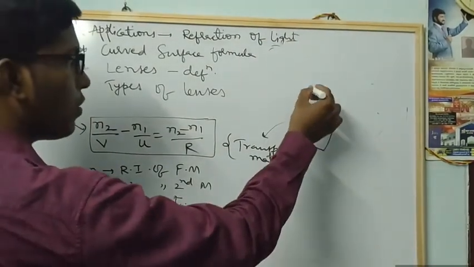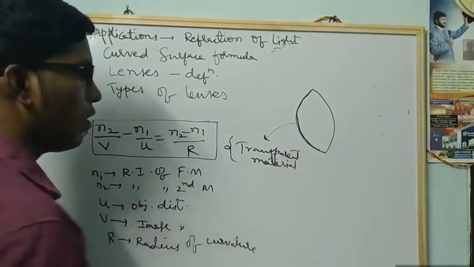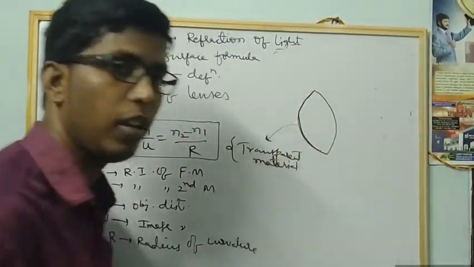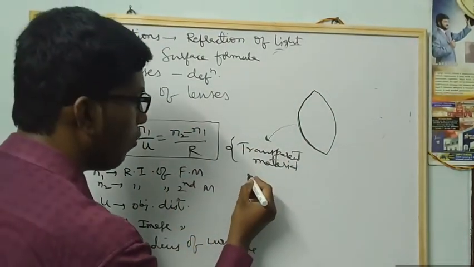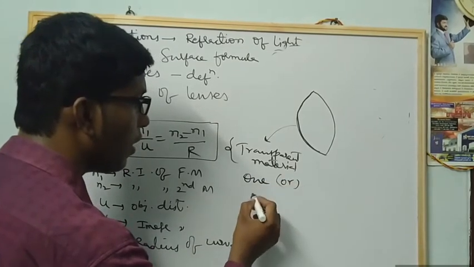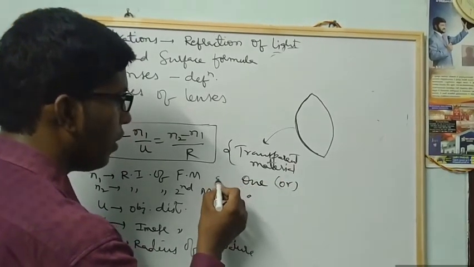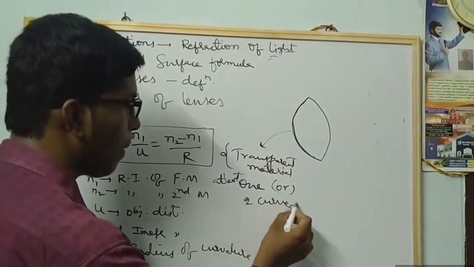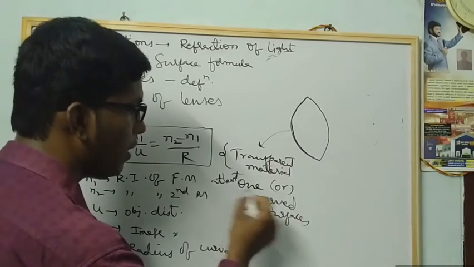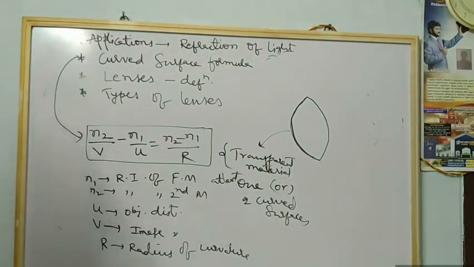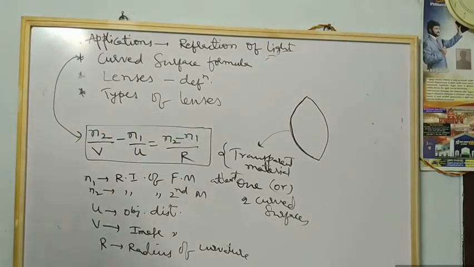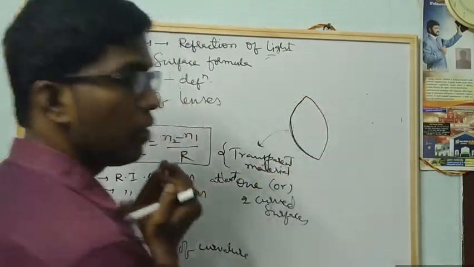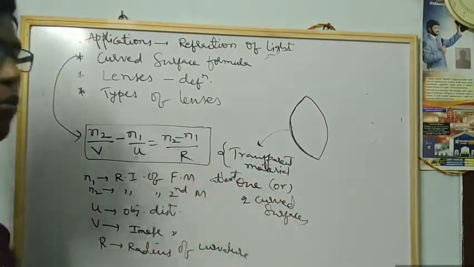That's why this is a transparent material which is bounded. See here how many curved surfaces there are. This is one curved surface like this, and this is another curved surface like this. So two curved surfaces are there. It is bounded by at least one or two curved surfaces. Why am I saying at least one? Because you will have different types of lenses. So a lens is a transparent material bounded like this by at least one or two curved surfaces.